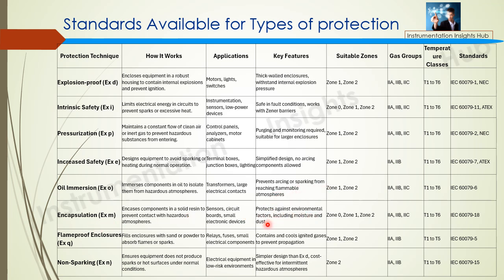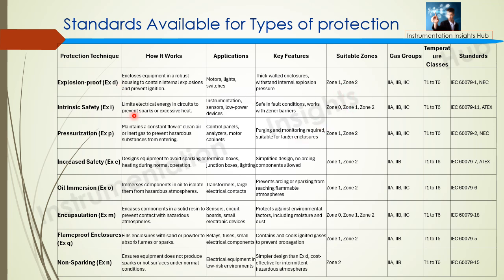Encapsulation protects against environmental factors including moisture and dust. Flame-proof enclosure contains and cools ignited gases to prevent propagation, right? And these are the suitable areas in which we can use these protection techniques. If your equipment is explosion proof, then you can use it in zone 1 and zone 2.